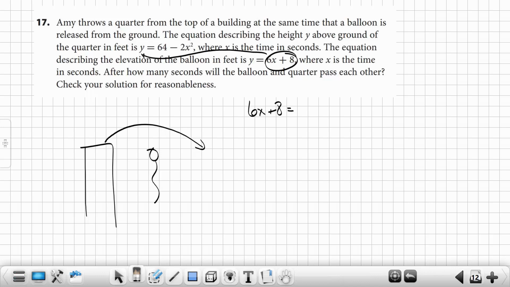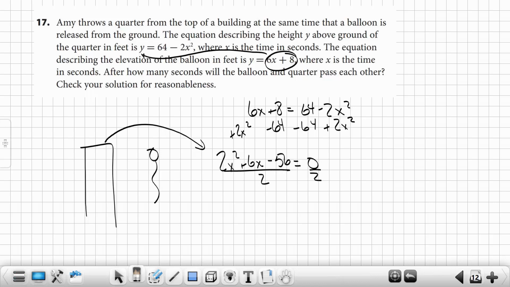So we check this, we're going to plug it into here. 6x plus 8 is equal to 64 minus 2x squared. Let's get this equal to 0. I'm going to bring this over. X squared can't combine with anything else. 64 is going to combine with the 8. So this equals 0. I have 2x squared plus 6x minus 56. I can divide all that by 2 to make my life easier since those are all even numbers. X squared plus 3x minus 28 equals 0.